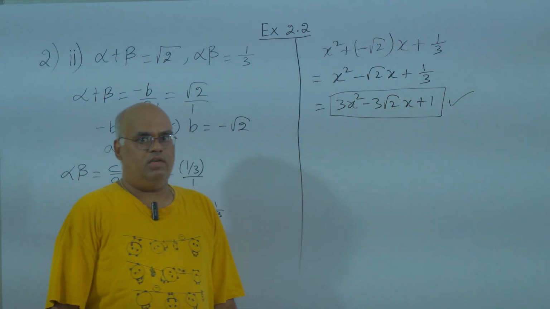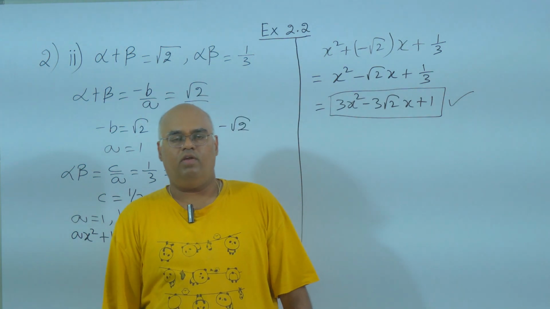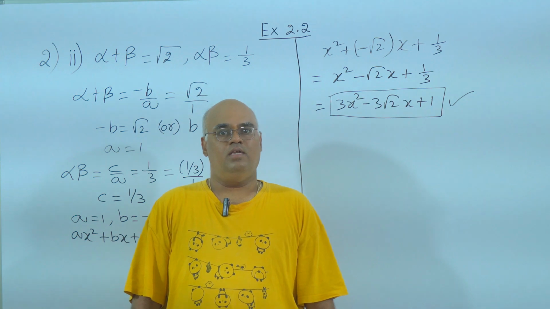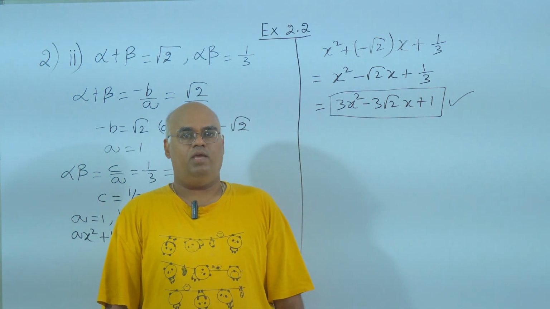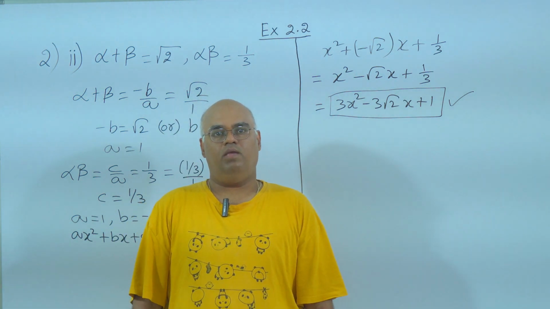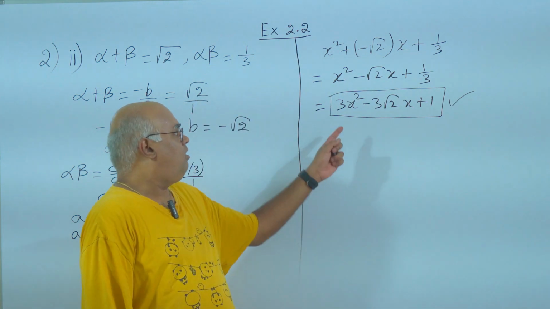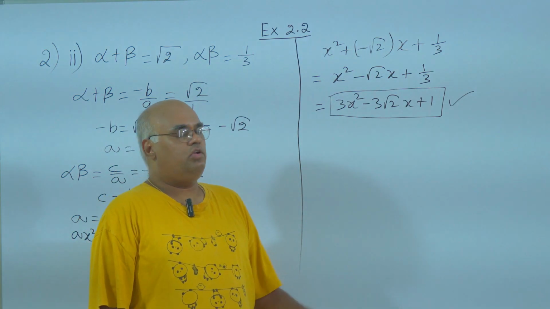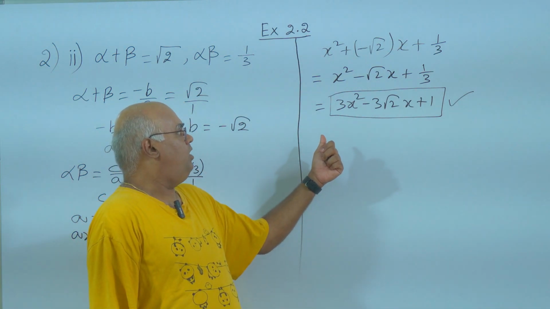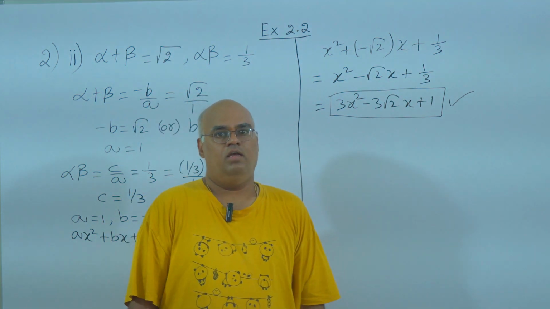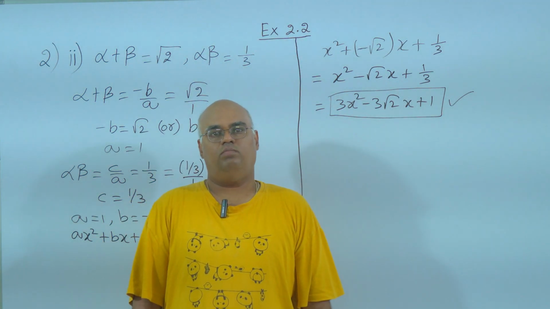So the procedure is very simple. From the given information, first we need to find the values of a, b and c. After getting the values of a, b and c, substitute them in the standard form of the quadratic polynomial. Then you will get the required quadratic polynomial. In this case, the required quadratic polynomial is 3x square minus 3 root 2 x plus 1. So this is how these kinds of problems should be solved.